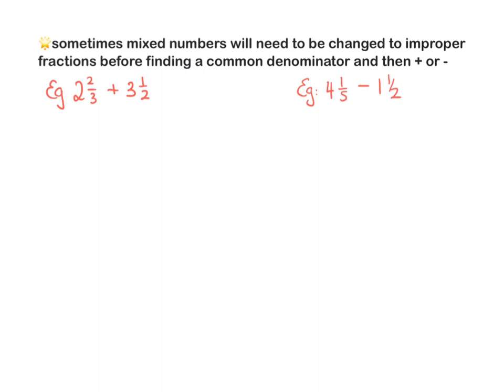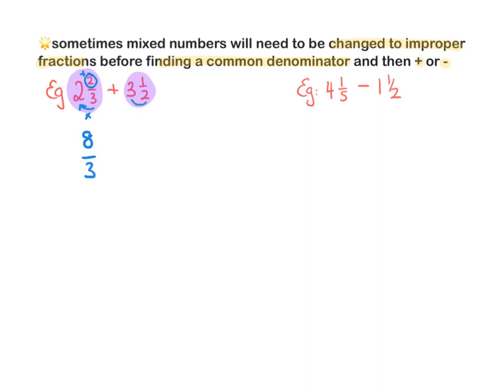Okay, sometimes we might get mixed numbers and we need to change them to an improper fraction first, and then we'll find a common denominator, and then we'll either add or subtract. So let's go and work on this. These two are mixed numbers, and we want to make them improper fractions. To do that, first you go 2 times 3, because we've got two wholes, which is 6, and then you add the 2 that you've got on the top. So we've actually got 8 thirds.